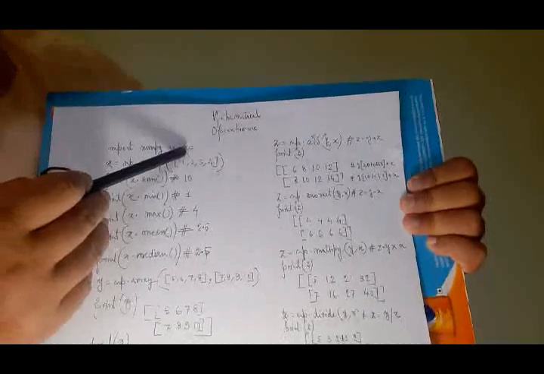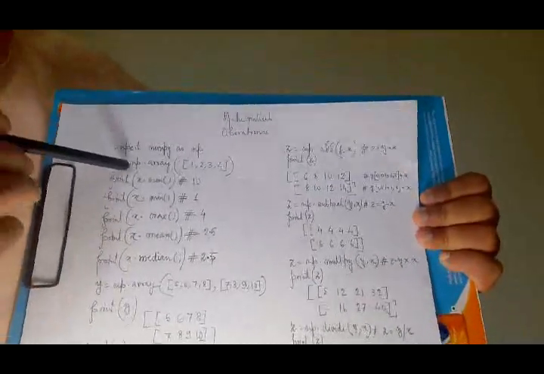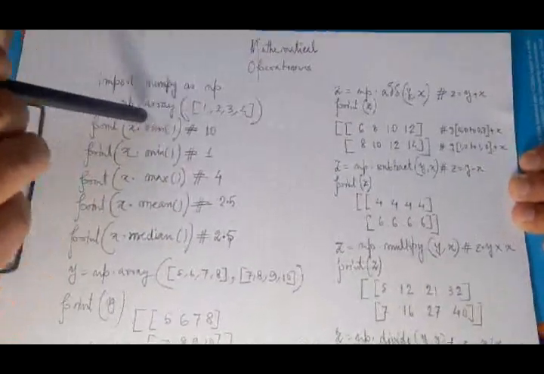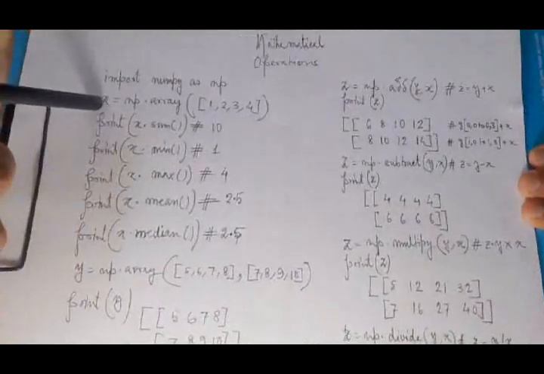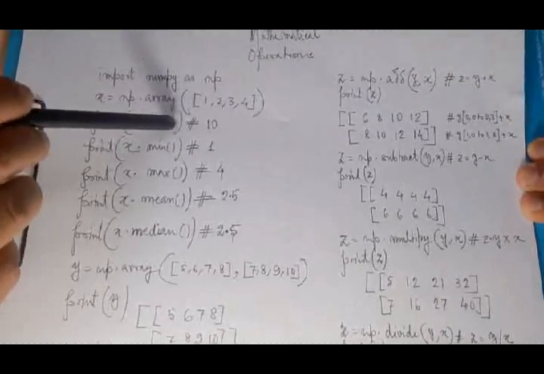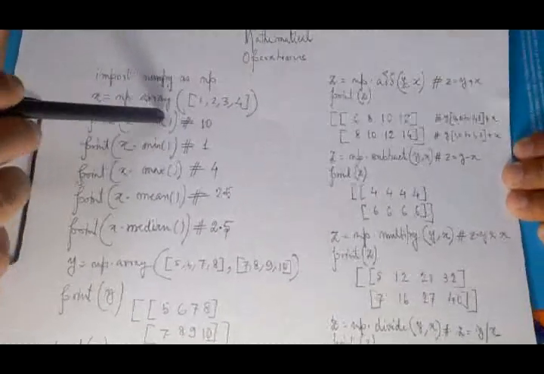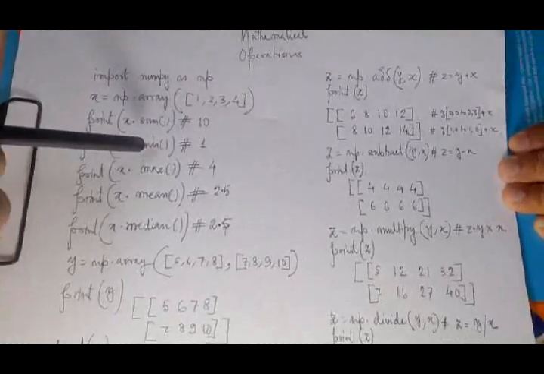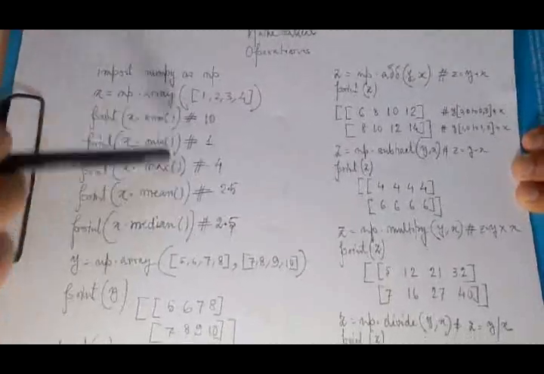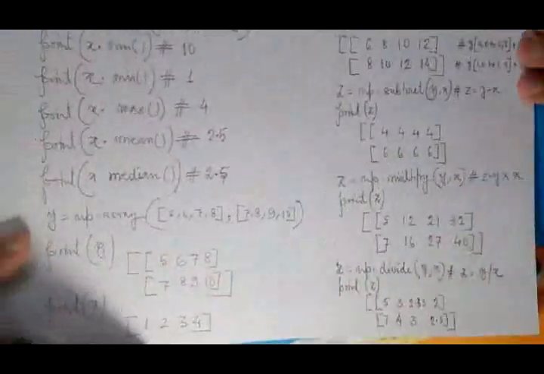Import NumPy as np. x is equal to np.array([1, 2, 3, 4]). So the array was assigned to x. Print the x dot sum function. Okay, sum, max, mean, median. These are the functions.